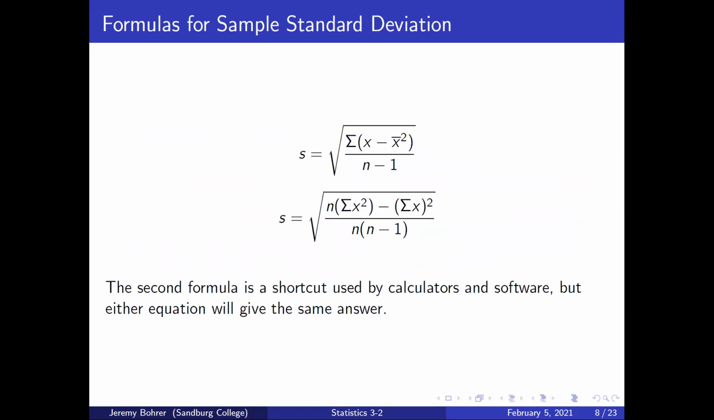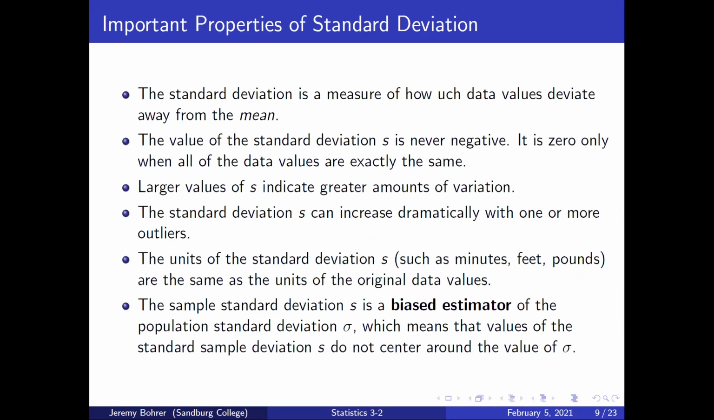Here are our formulas for sample standard deviation. You can either use S equals the square root of the sum of x minus x bar squared. The parenthesis should be inside the square, not outside, all over n-1, or S equals the square root of n times the sum of x squared minus the sum of x quantity squared, all over n times n-1. The second formula is a shortcut used by calculators and software, but either equation will give the same answer.